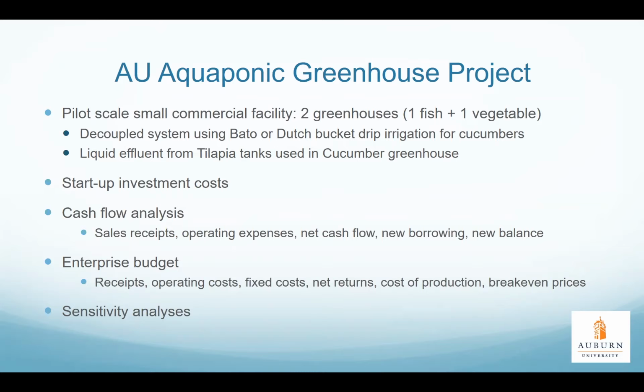on the scale. This system is what we call a decoupled system, which means the water from the fish tank is clarified, and then it goes into drip emitters into these Dutch buckets to grow the cucumbers. And then any water that drains through those Dutch buckets is drained out of the plant greenhouse, and it does not go back to the tilapia or fish greenhouse.